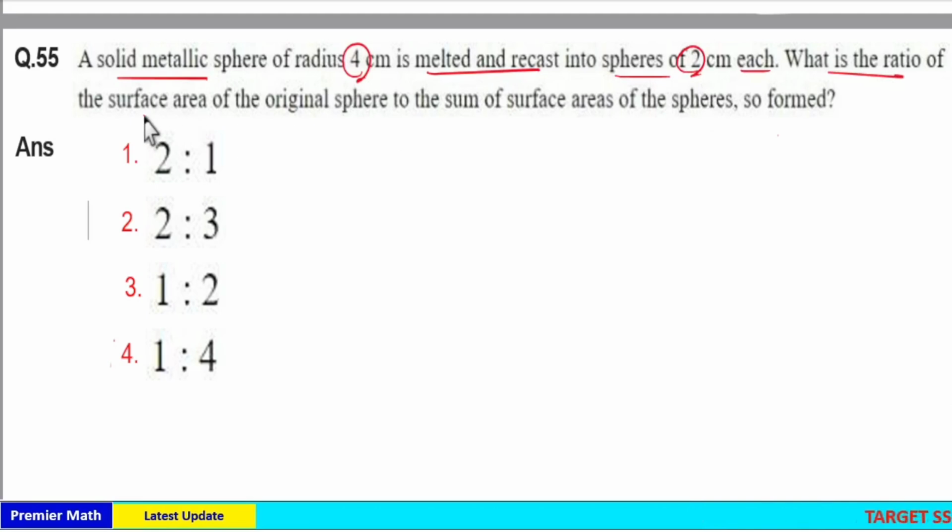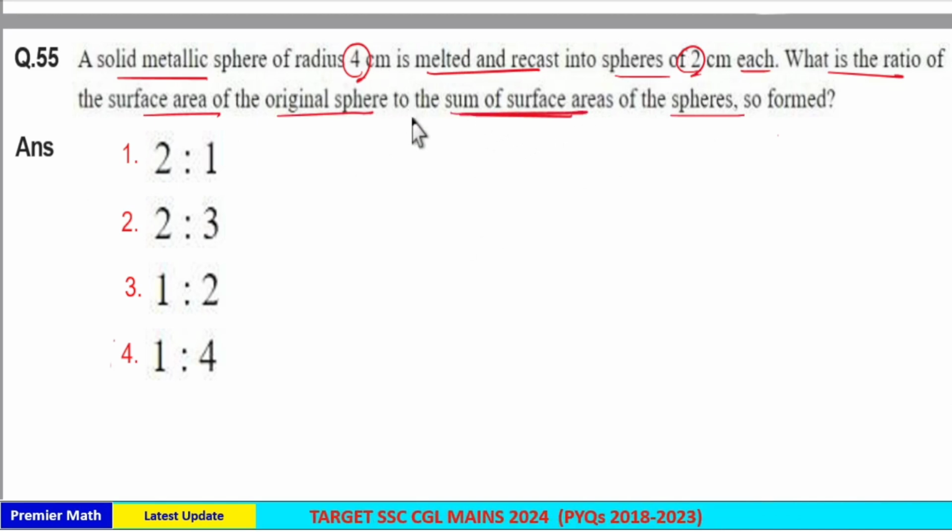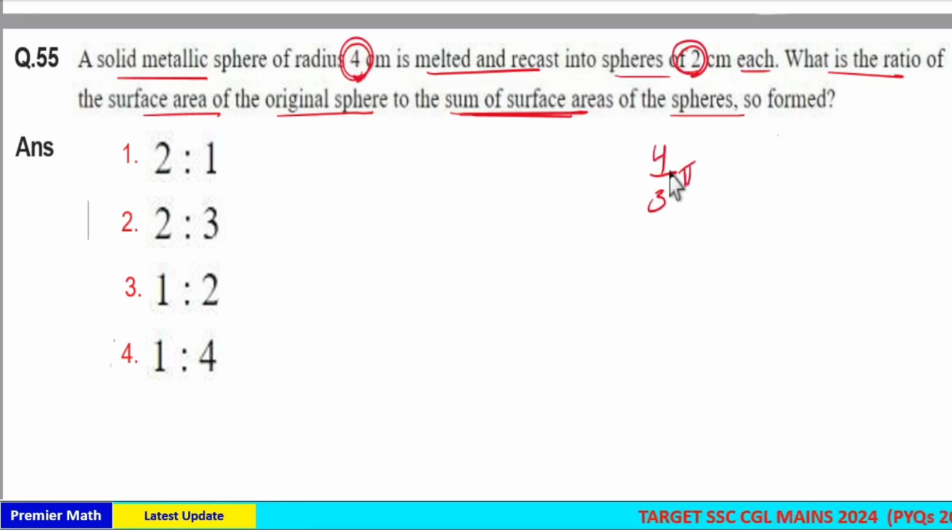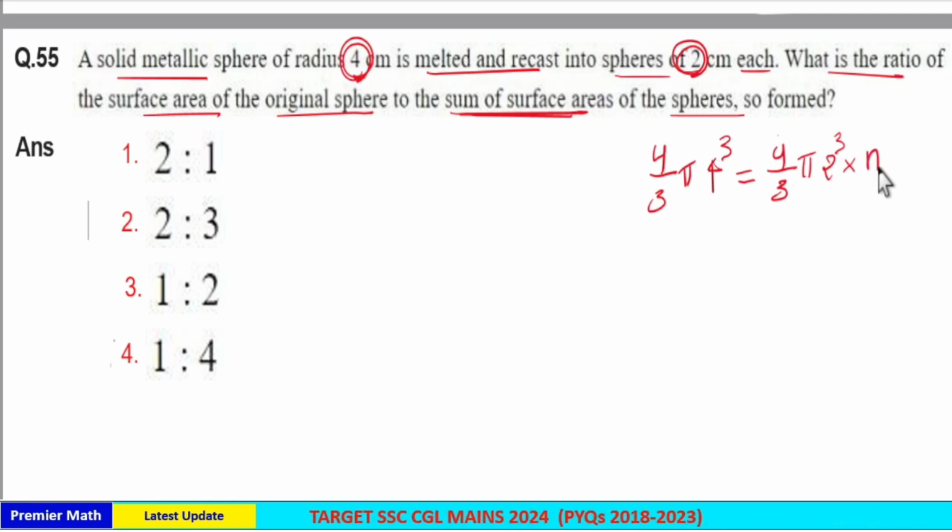What is the ratio of surface area of the original sphere to the sum of surface area of the spheres so formed? Here, first we have to find out the total number of smaller spheres formed from this larger sphere. In both the cases, volume is equal. That is, volume of larger sphere is equal to sum of volume of smaller spheres. That is 4 by 3 pi into 4 cube is equal to sum of volume of smaller spheres, means volume of each of the smaller spheres, which is 4 by 3 pi into 2 cube, into total number of smaller spheres, which is n.